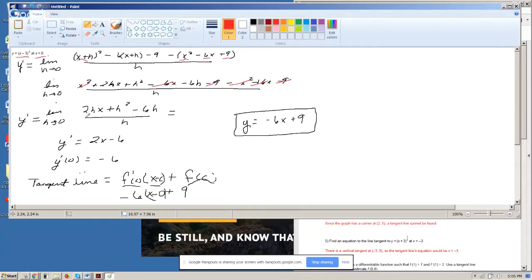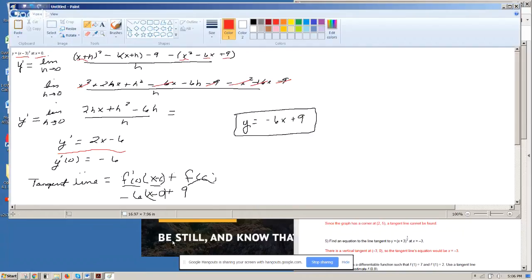When you factor out an h and let the limit go to 0, you end up with 2x minus 6 as your derivative of your original function. We need the value of the derivative at 0, so the value of the derivative at 0, when I substitute 0 in there, I get negative 6.